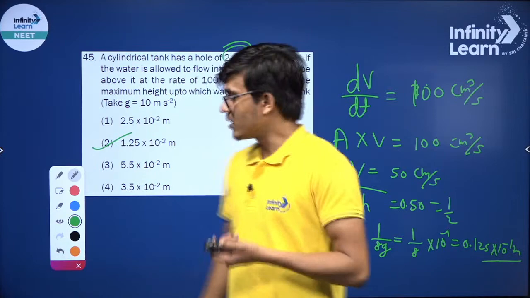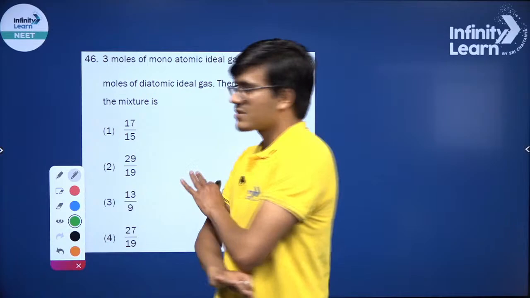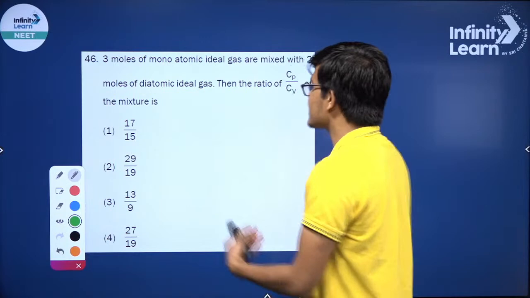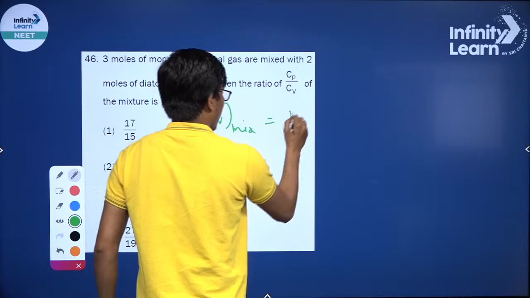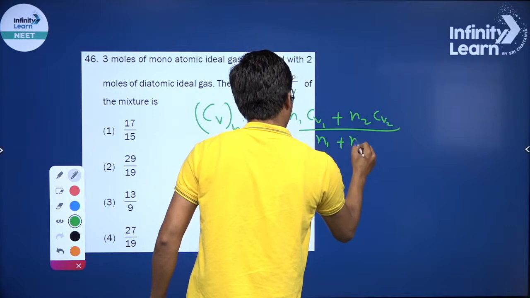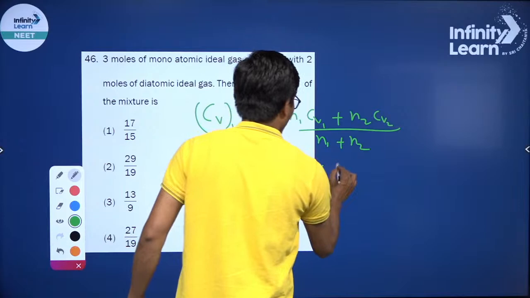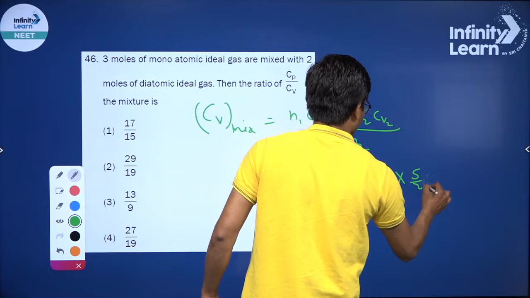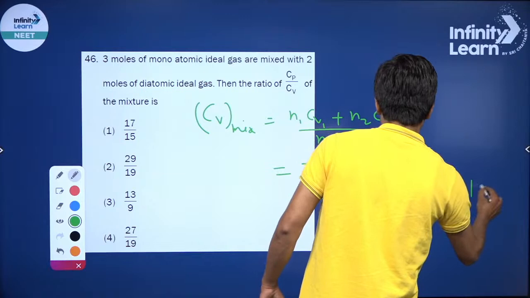Moving to the next question, this is a direct formula based question. You are mixing two gases and how to find the Cv and Cp for a mixture is a very simple formula. Cv of mixture is given by n1 Cv1 plus n2 Cv2 divided by n1 plus n2. What are the number of moles for the first gas? They are 3. It is monoatomic, so 3 by 2 R. Second gas is 2 moles and it is diatomic, so 5 by 2 R. Divided by n1 plus n2, so it will be 19 by 10 R.